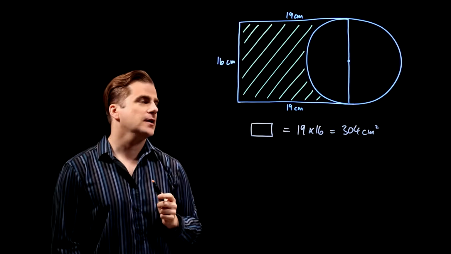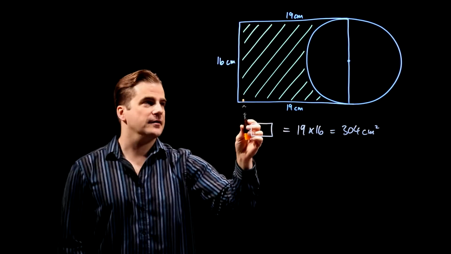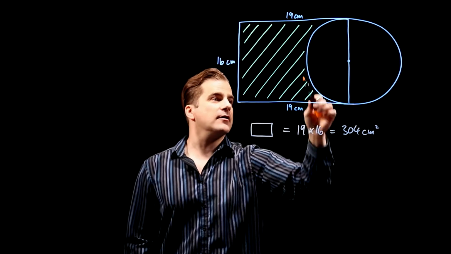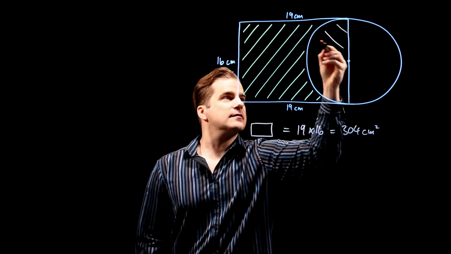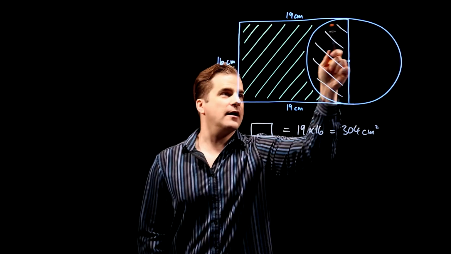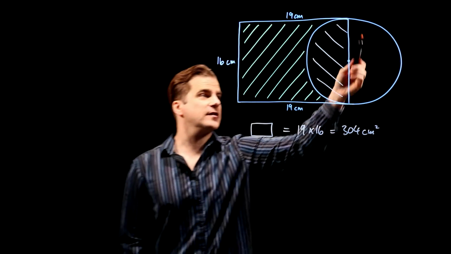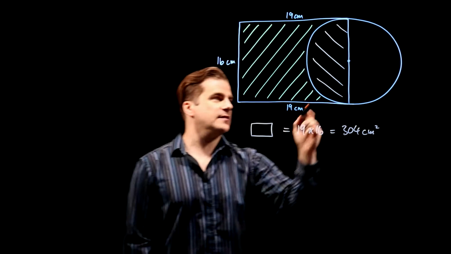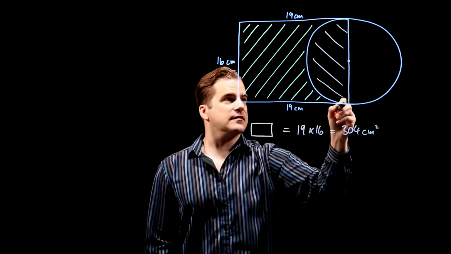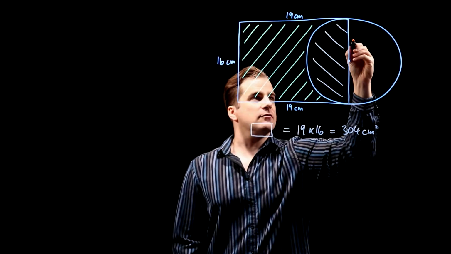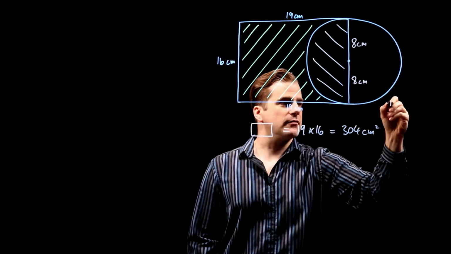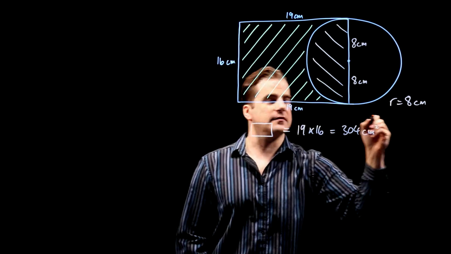Okay. Now, the area of the shaded bit will be the area of the whole thing, that's 304, minus the area of this semicircle here. So, that area, the semicircle, will be half the area of the circle. What's the area of the circle? We need to know the radius. Well, that's 16, and this line goes through the middle of the circle, so the radius must be 8 centimeters. Okay, the radius is 8 centimeters, it's half of 16.